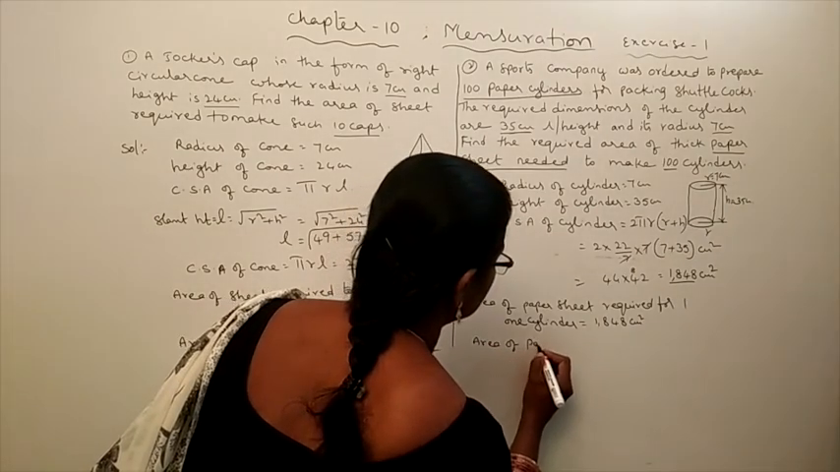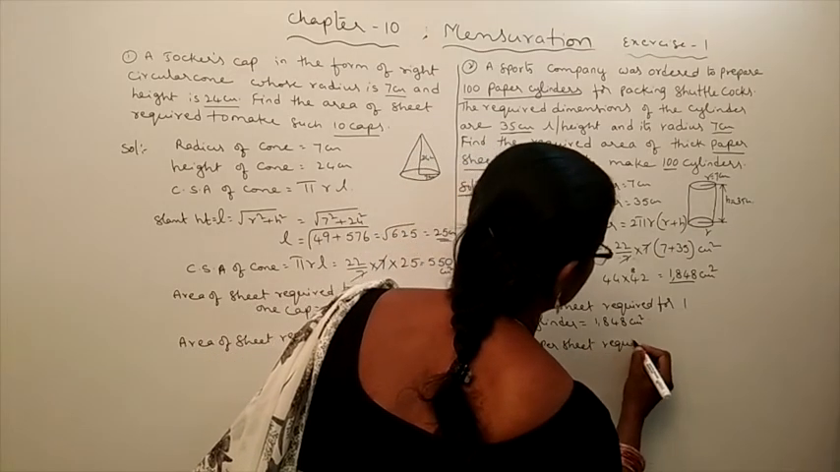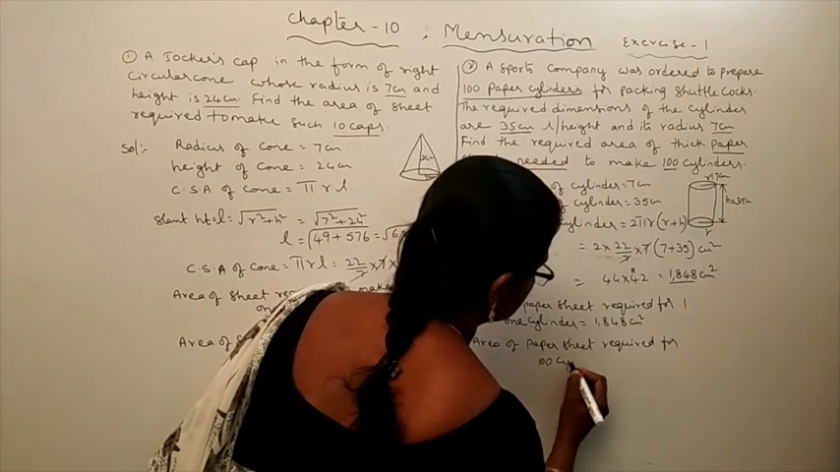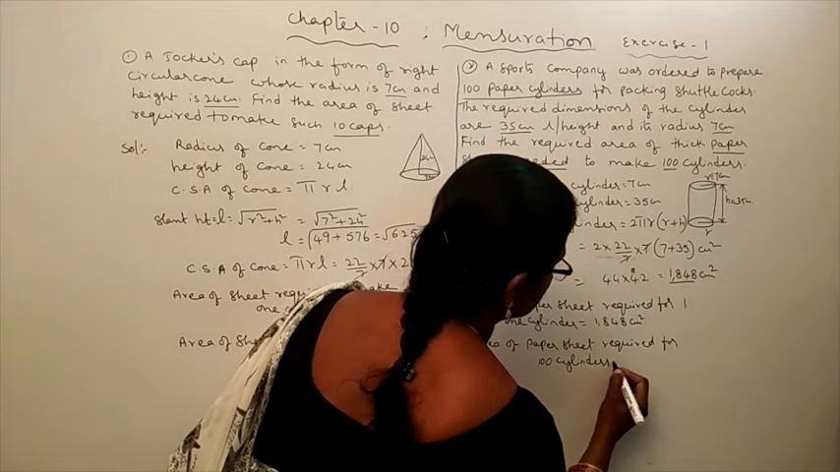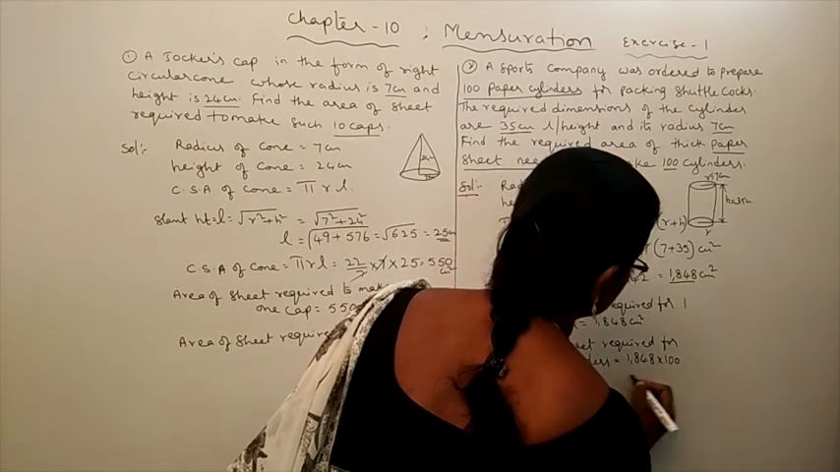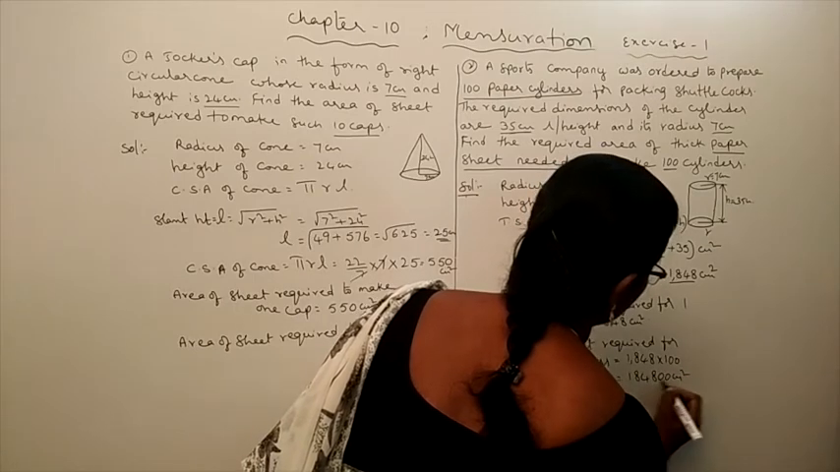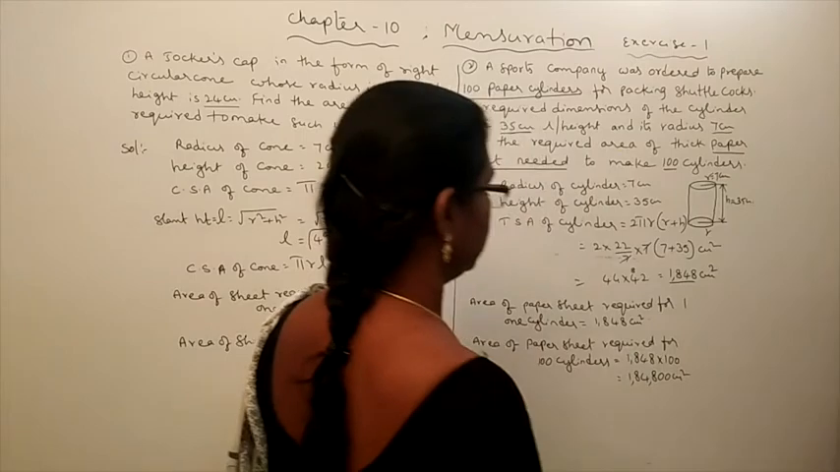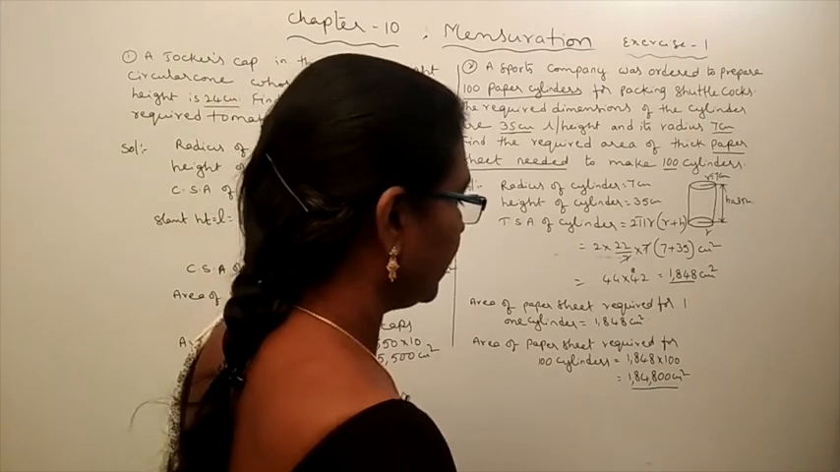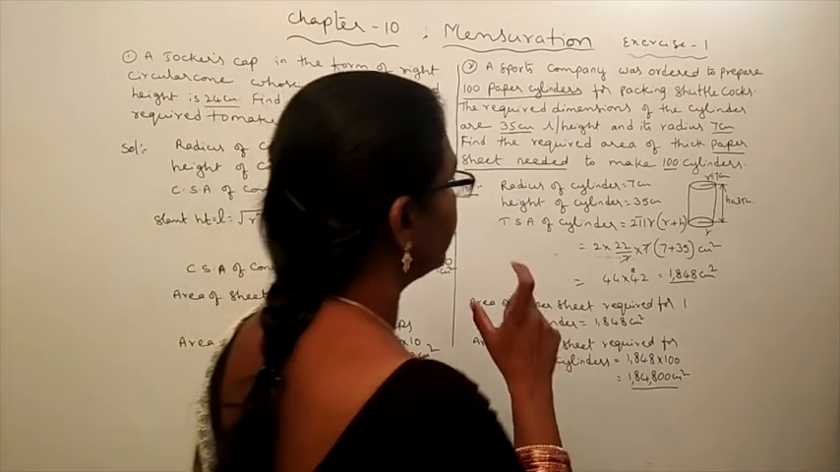Now, area of paper sheet required for 100 cylinders is equal to 1848 into 100. That means 1,84,800 centimeters square. Now, to prepare 100 cylinders, we require 1,84,800 centimeters square area of paper sheet.